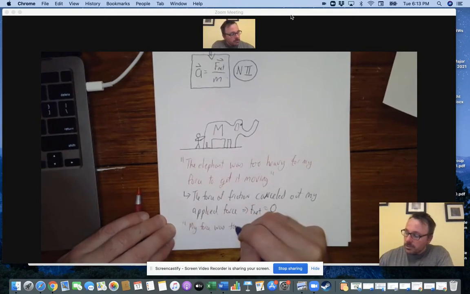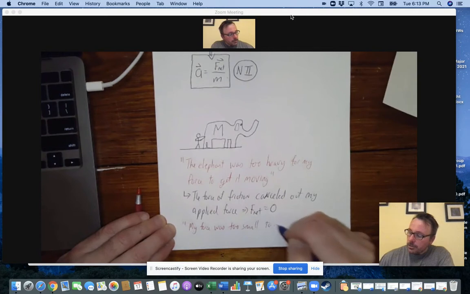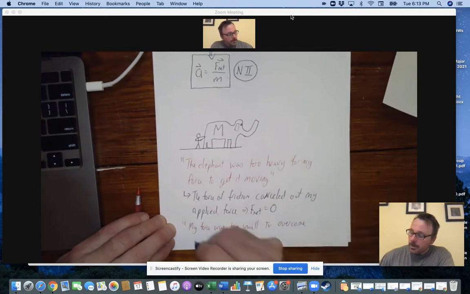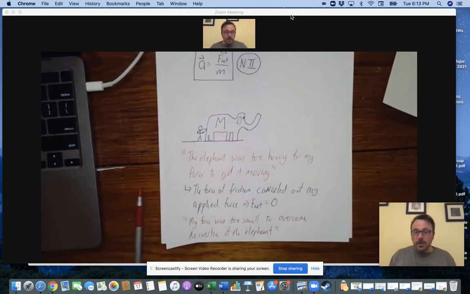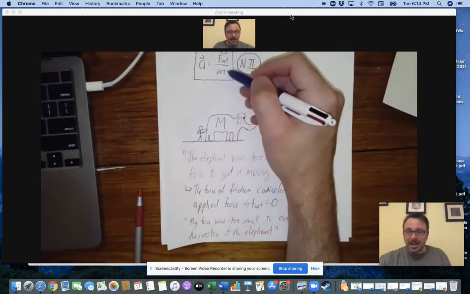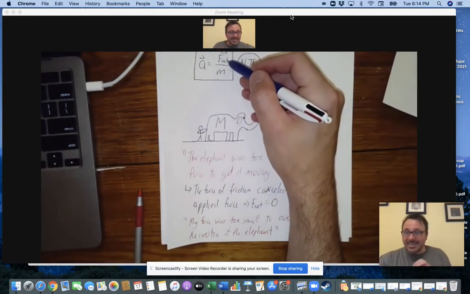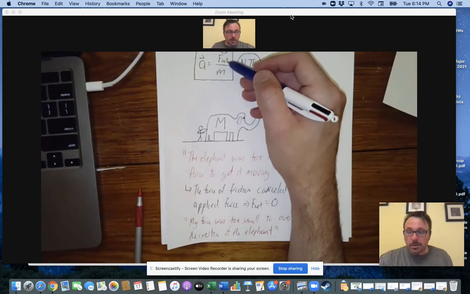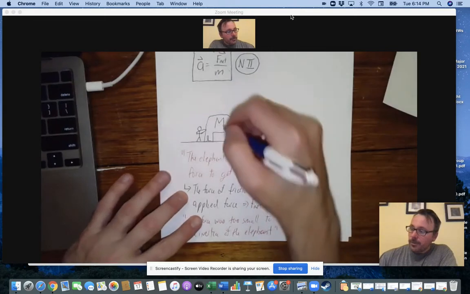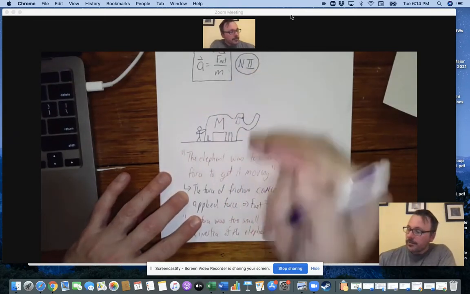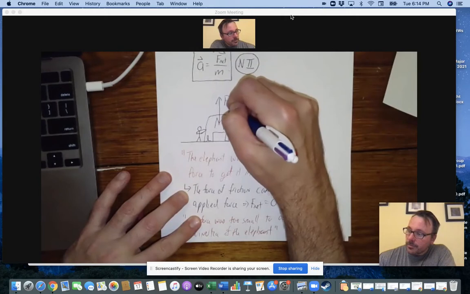Another popular thing that people say is that my force was too small to overcome the inertia of the elephant. Once again, this is in error. That's why it's in red. You cannot overcome inertia. Inertia is just this denominator. If F net is anything other than 0, this object accelerates.